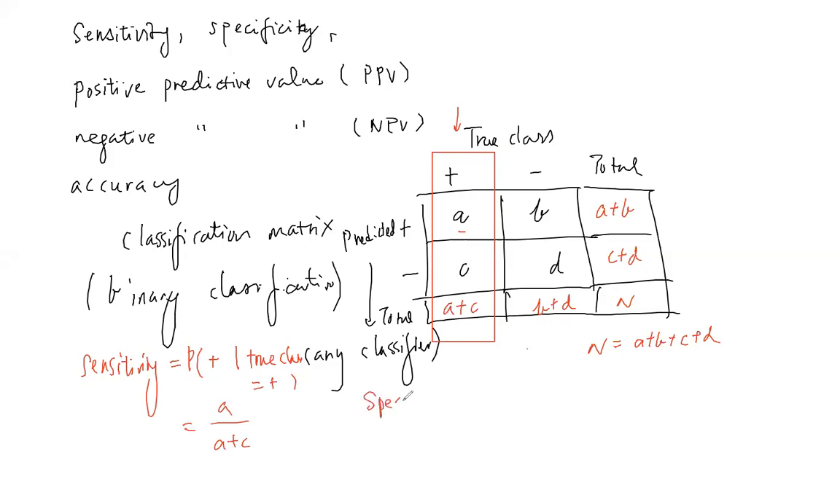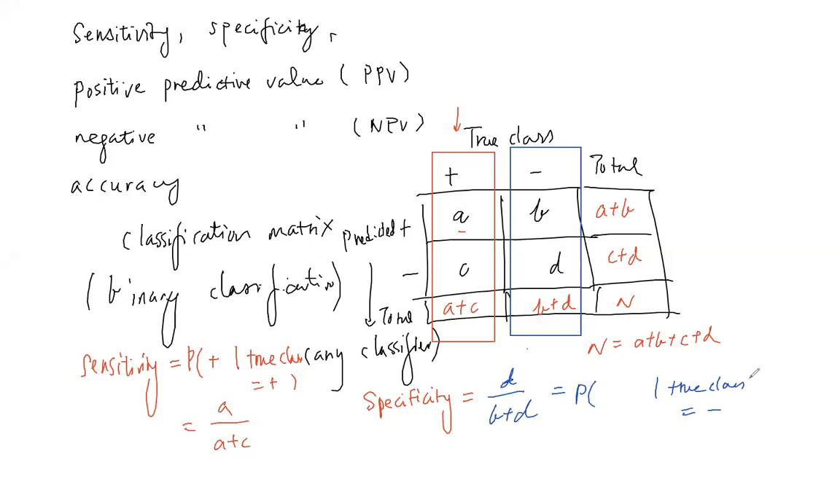And then your specificity is equal to, look at this column. So it's D over B plus D, yeah? This is the probability that given the true class is negative, you predict as negative, right? Okay, so this is your specificity. So you're going by the column here.